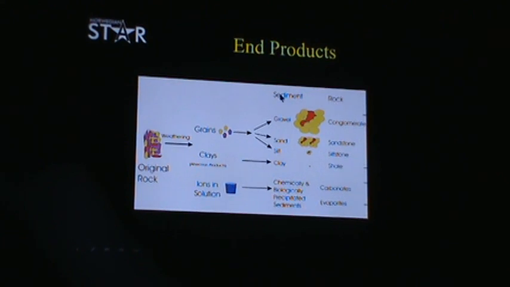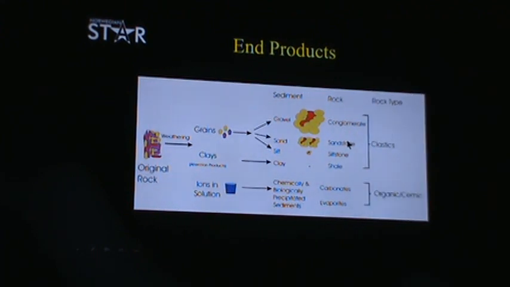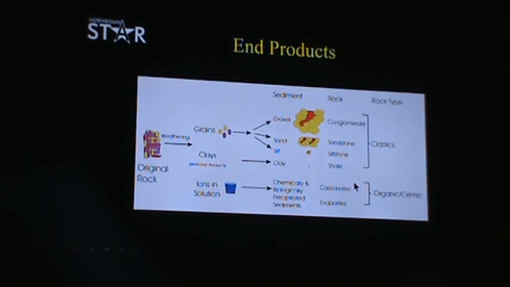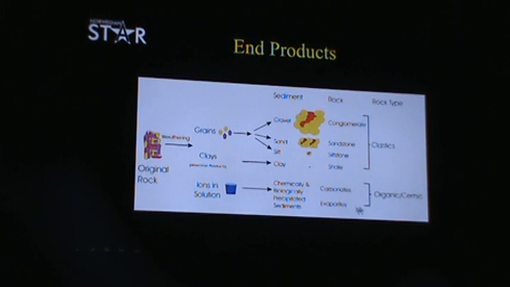In the so-called clastic sediments, that is the broken up bits and pieces of rock here, they form conglomerate, or sandstone, or siltstone, or shale. You're, I'm sure, familiar with shale and sandstones, and those are known as the clastic rock types. And then the chemically precipitated ones tend to be the carbonates or the evaporites, such as the salt flats that you've seen.